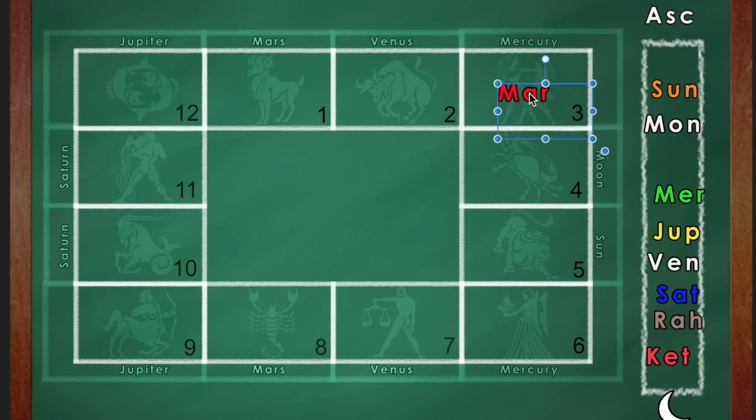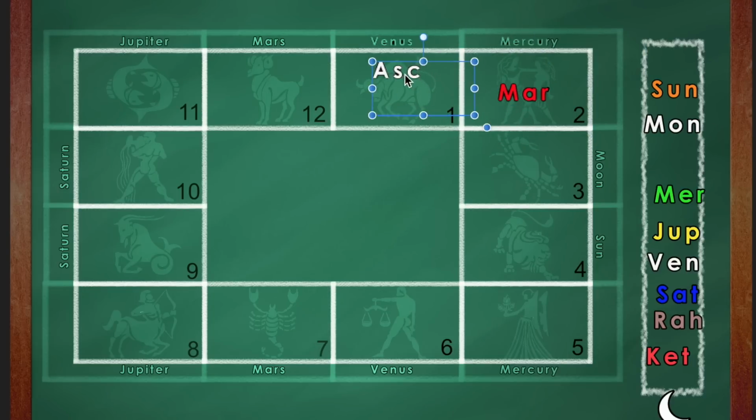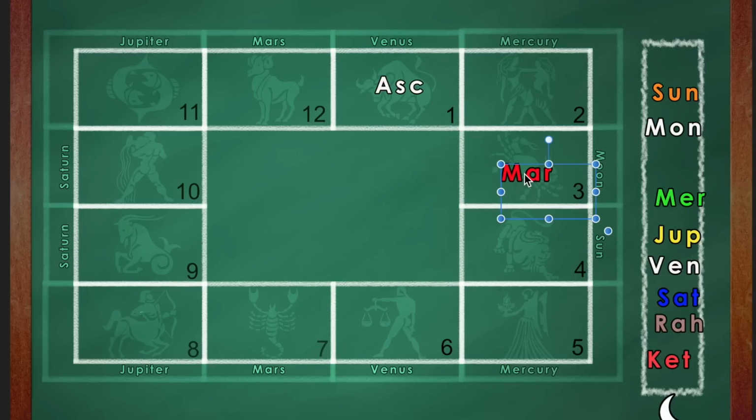So let's move on. Let's select Rishabha Lagna. So let's place the ascendant so you can be more focused. So the first house is always the ascendant. Let's place Mars in the third house.